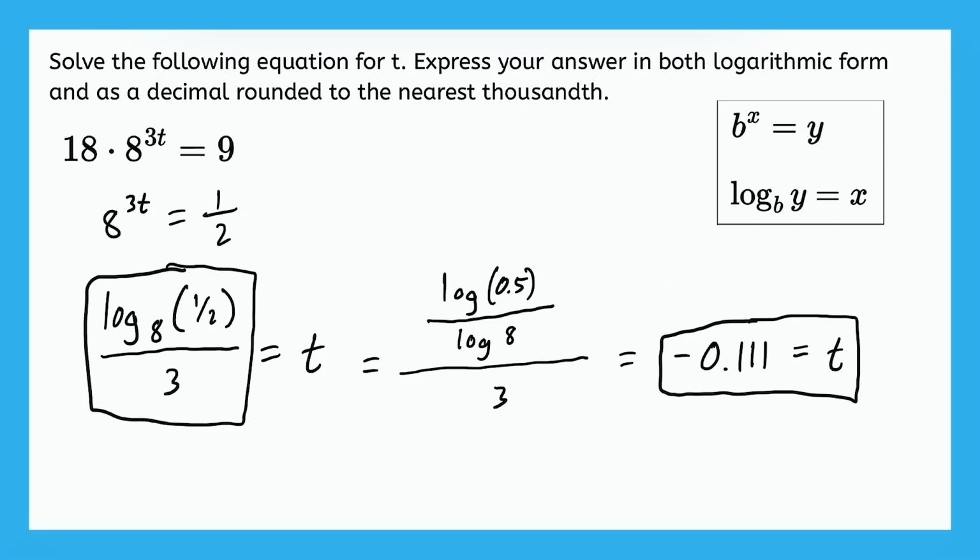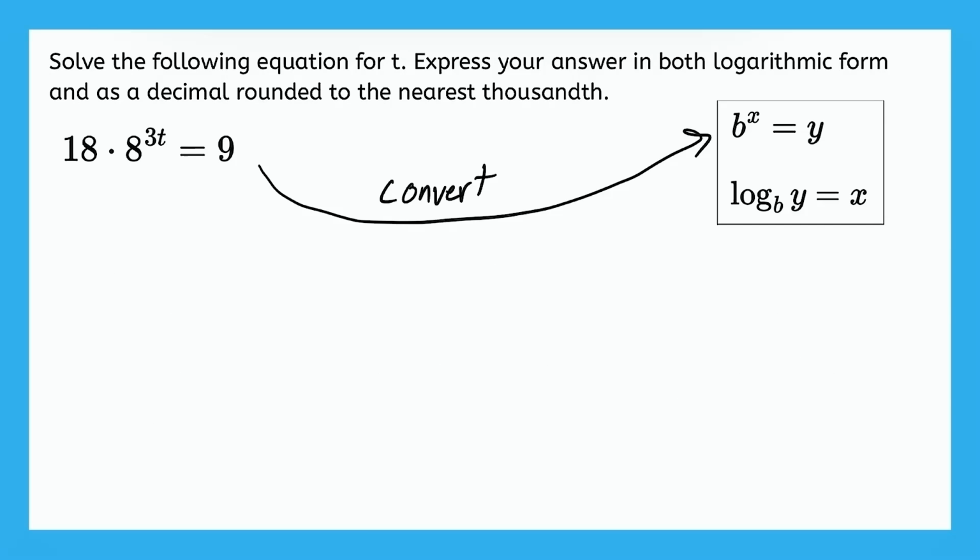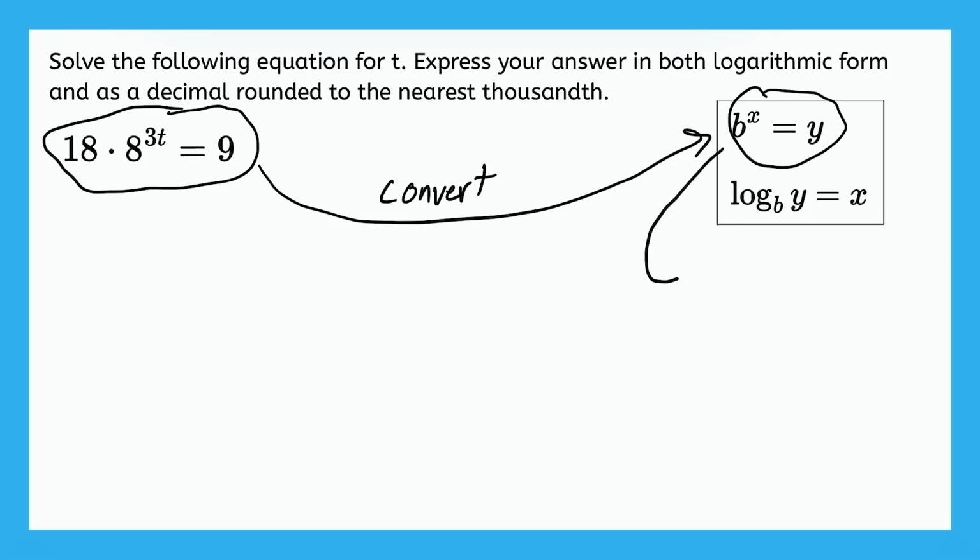All right, so in a nutshell, how do we solve these types of equations when we have the variable in the exponent? First thing we do is convert the equation that they gave us into the exponential form that we're used to, and then we convert that exponential form into logarithmic form, and then lastly, you isolate the variable. All right, that is everything.